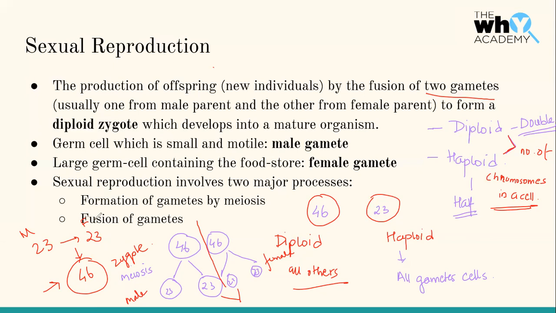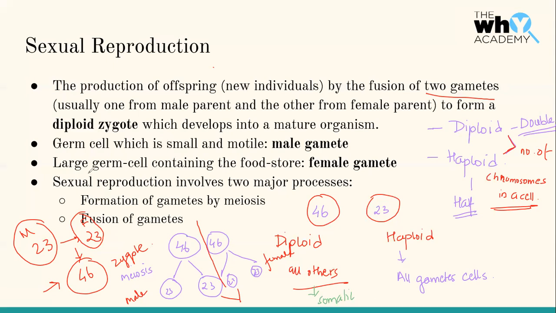So what the body mechanism evolved to is that only the cells involved in production of gametes undergo meiosis. All the other cells undergo mitosis. That's why the cells are termed differently. All others are what are called somatic cells or body cells, whereas these are called gamete cells. That's how they are named and differentiated.